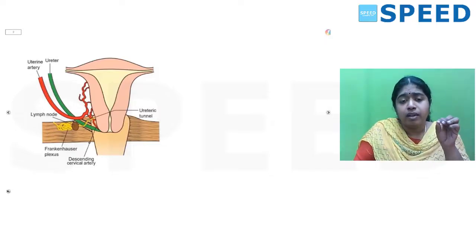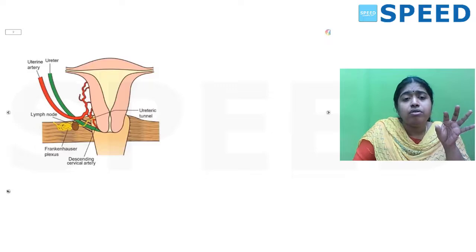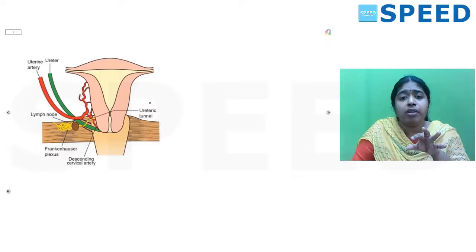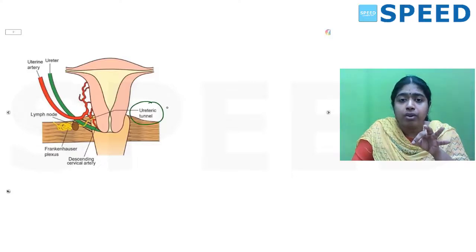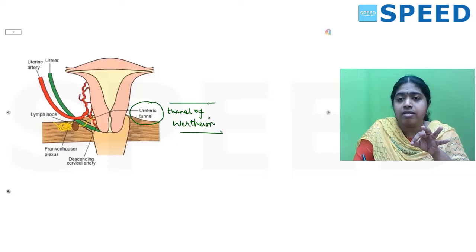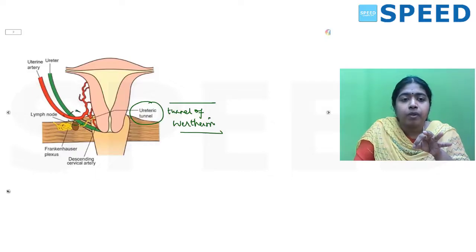Here one important thing that I want to tell you about the Mackenrodt's ligament is that you have a tunnel for the ureter, which also travels through the Mackenrodt's ligament. That tunnel through which the ureter passes is the ureteric tunnel, also called the tunnel of Wertheim. I'll be talking more about the course of the ureter in coming classes, and about the relations of the ureter to the uterine artery. What we call this relation is water under the bridge.